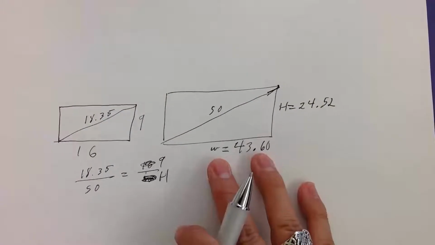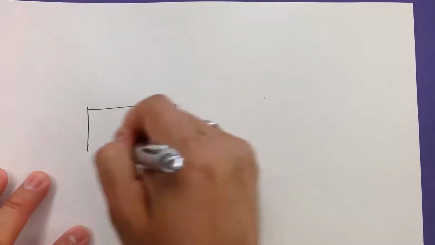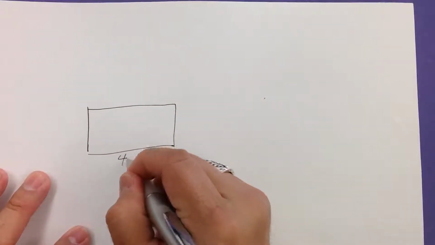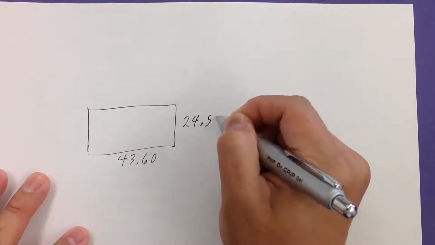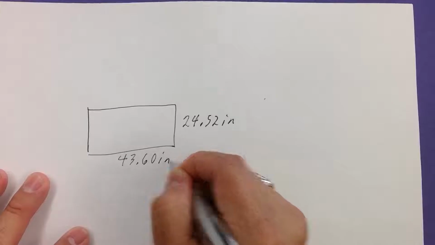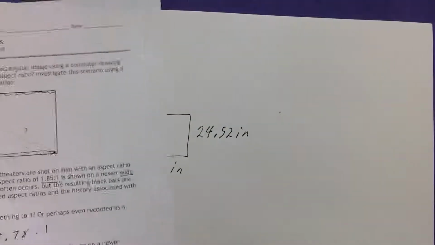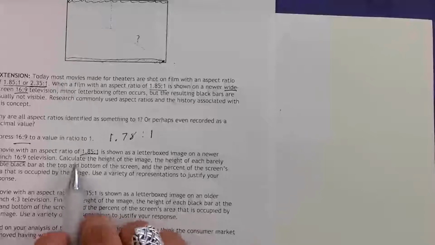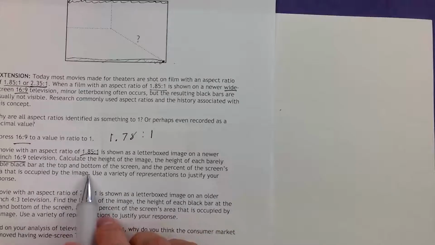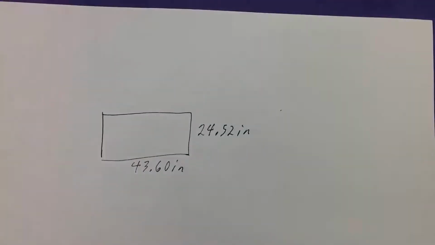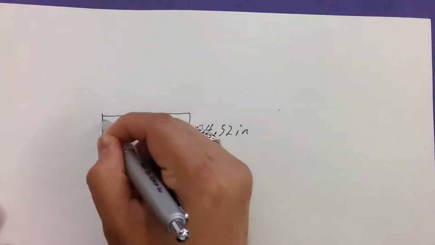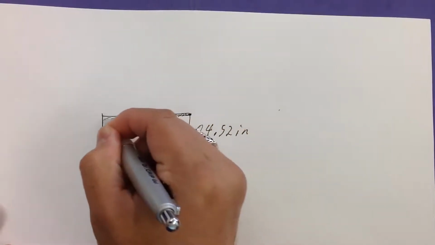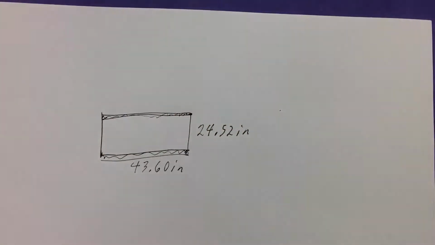So let me just redraw this. It just helps my mind the way I work. I have the new screen. It's a 50-inch. I have 43.60 right here and 24.52, and this is all in inches. Sorry, I don't know how to scale sometimes, so I'm just working really fast. Okay, calculate the height of the image, and the barely visible black bar. Well, remember, we're going with this right here. So this is what you do.